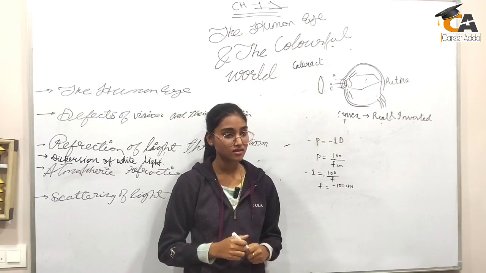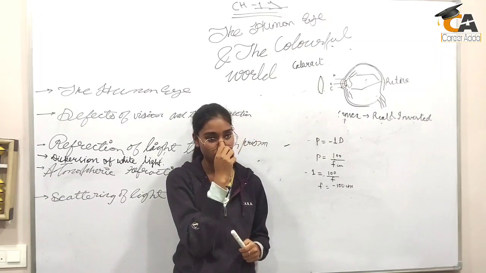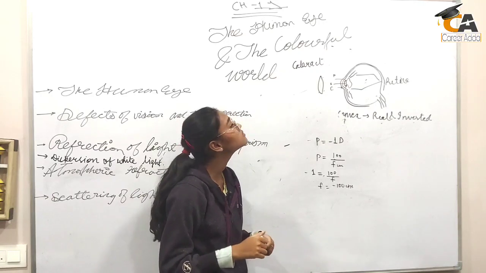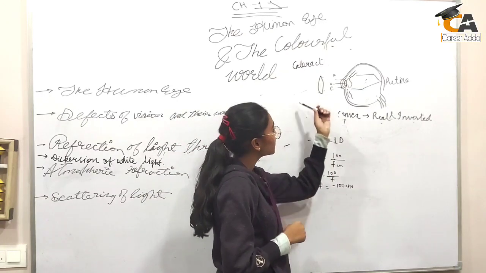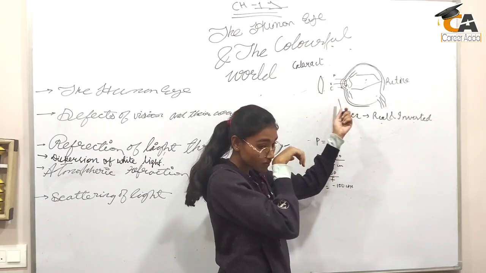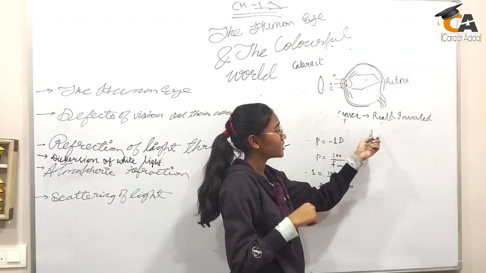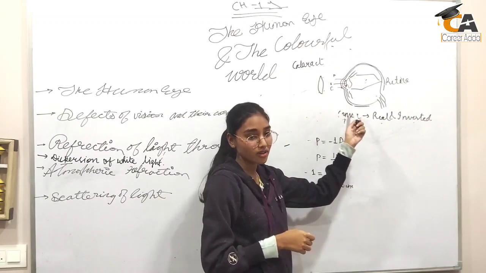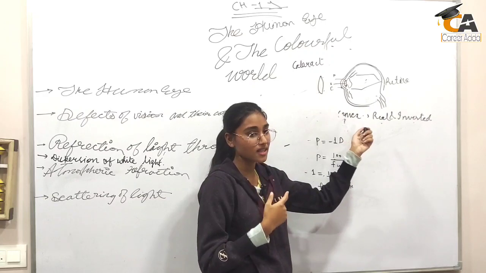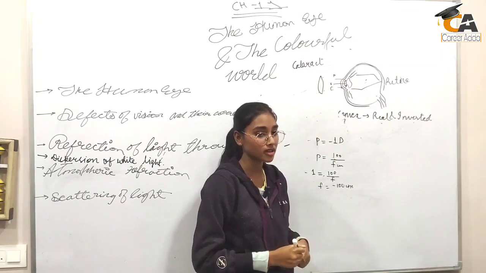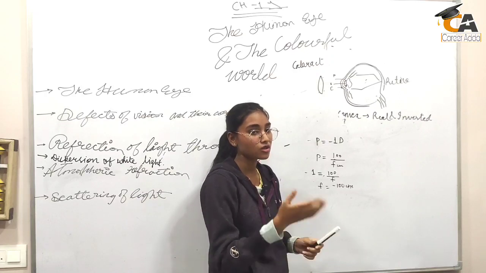Sir, how does the image form on the retina? You have to explain. Sir, the light rays pass from here, and the nature of the image formed on the retina is real and inverted. How? Sir, because a convex lens is present in our eye, and the image formed by a convex lens is real and inverted. What is the meaning of inverted? Sir, upside down.